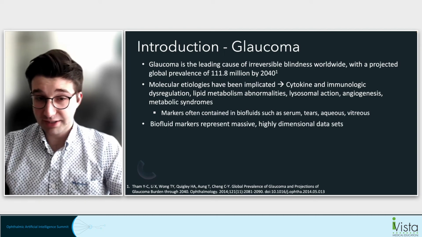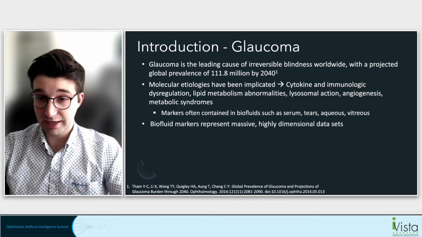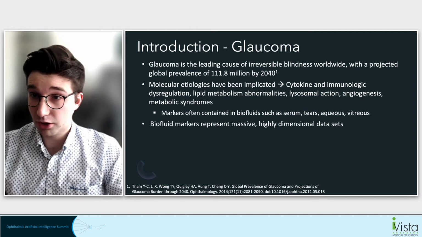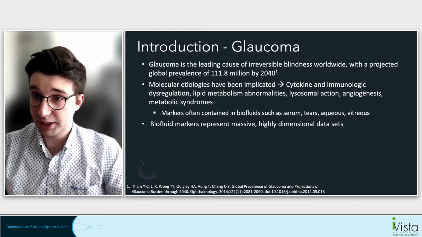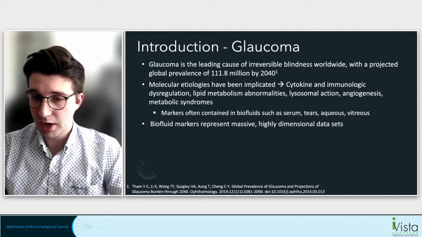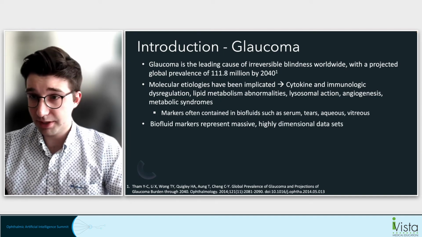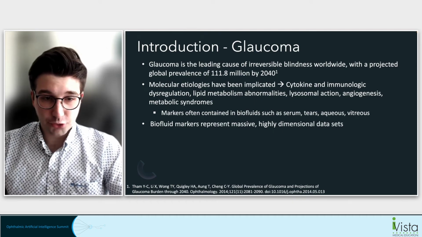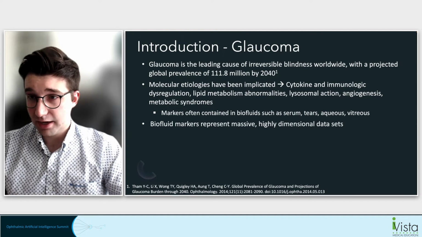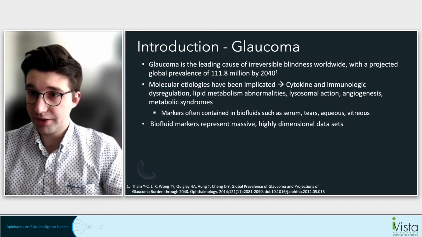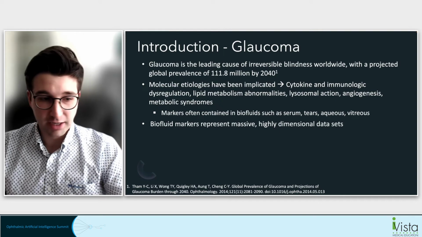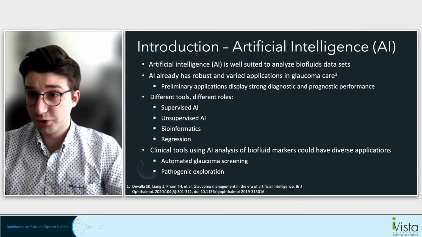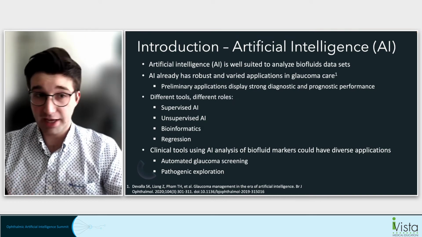These biomarkers are often contained in biofluids such as serum, tears, and aqueous and vitreous humor, which is relevant because particularly in ophthalmology and in glaucoma, these patients are often in the clinic quite frequently and have multiple surgeries. So accessing these biofluids is maybe more viable than it might be in other diseases. So these biofluid markers represent massive, highly dimensional data sets, which I think traditional statistical and analytic methods struggle to analyze, which is where AI really comes in. AI is really well suited to analyzing these large data sets.